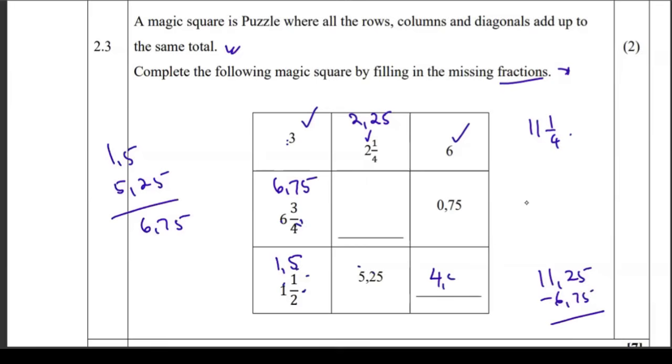You can write it as a decimal, or you can give it as a common fraction. Same story here. This is 6,75 and 0,75. If you add them together, you end up with 7,5, but we are subtracting it from 11,25. So 11,25 minus 7,5 gives us 3,75. Okay, that is 2.3.